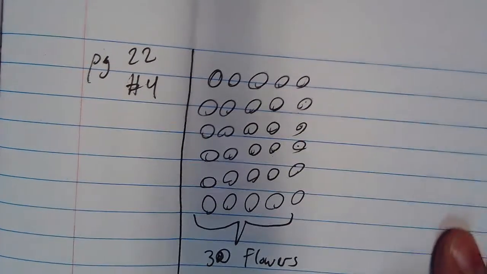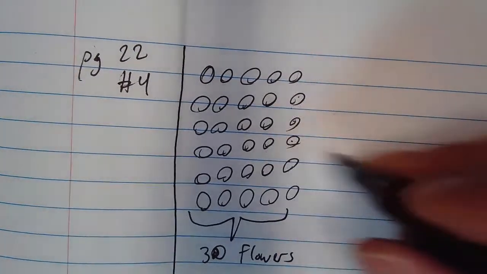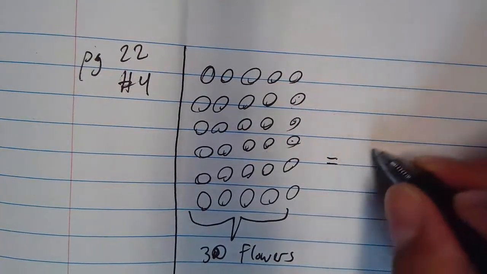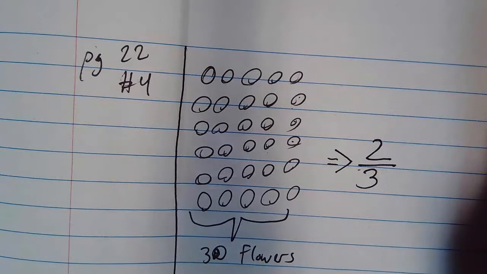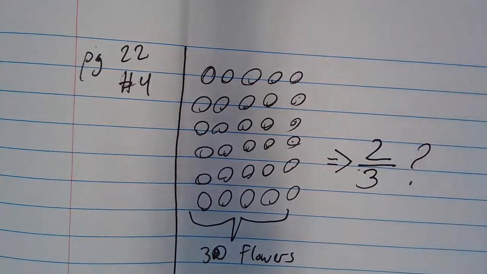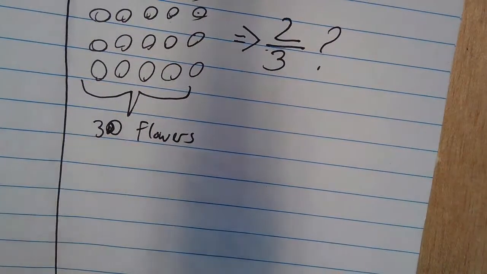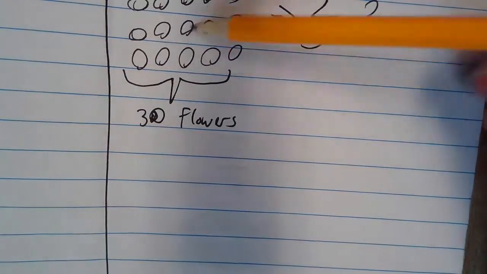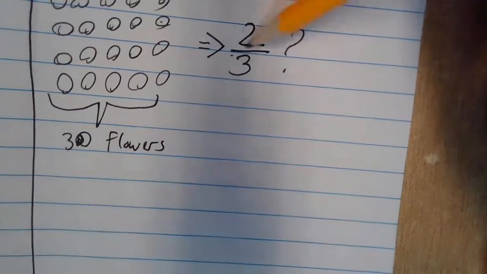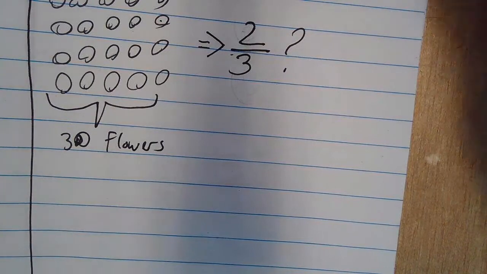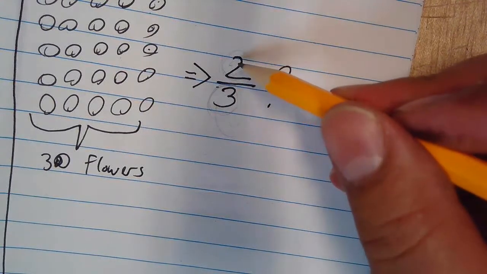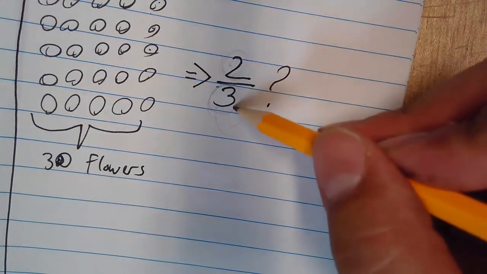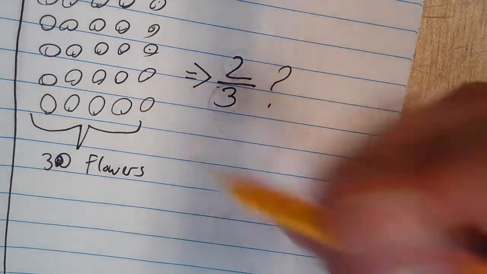How can I arrange these flowers so that the ratio is 2 to 3? Now, why would you want to split these 30 flowers into 2 groups? Maybe these are flowers that go in the front of the house, flowers that go in the back. But the point is, you're making groups of 2 and groups of 3. How many sets of 2 and how many sets of 3 do you need to get to 30?